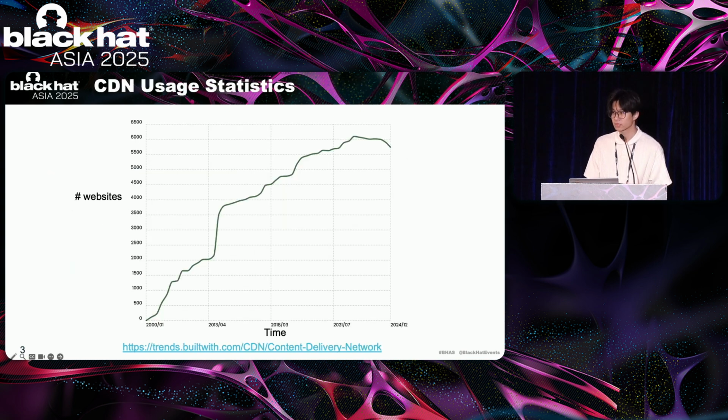Given these benefits, it's not surprising that CDN has become an indispensable part of the Internet. You can look at this figure. The horizontal axis shows time from 2000 to 2024, and the vertical axis shows the number of websites hosted on CDN. In fact, as of today, approximately 60% of Alexa's top 10,000 websites are deployed behind a CDN. So clearly, CDN has become an underlying internet infrastructure.